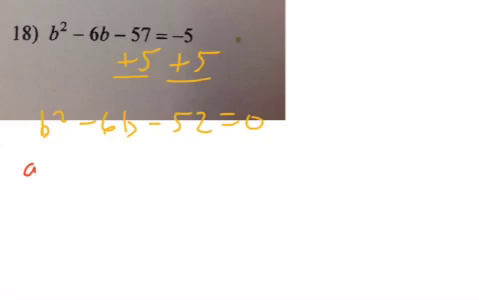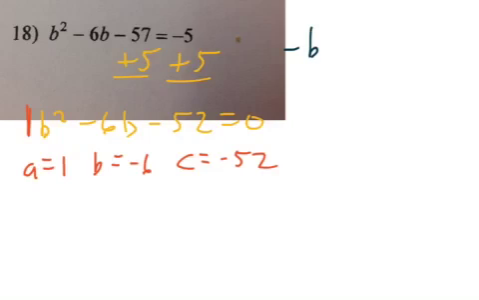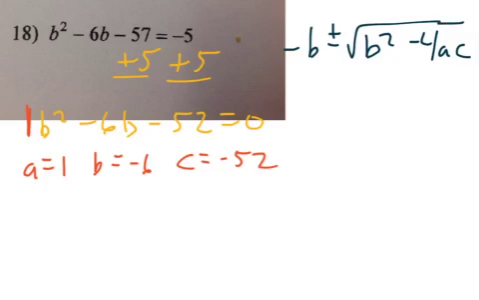And I know that a is 1, because that's the coefficient in front of the b squared. I know b is negative 6. And I know c is negative 52. Now, I'm going to be doing a few steps in my head just to speed things up a little bit, so you may want to pause the video and rewind from time to time. But we should know the quadratic formula, okay? It is negative b plus or minus the square root of b squared minus 4ac, all over 2a. So pause the video and write that formula down if you need to.